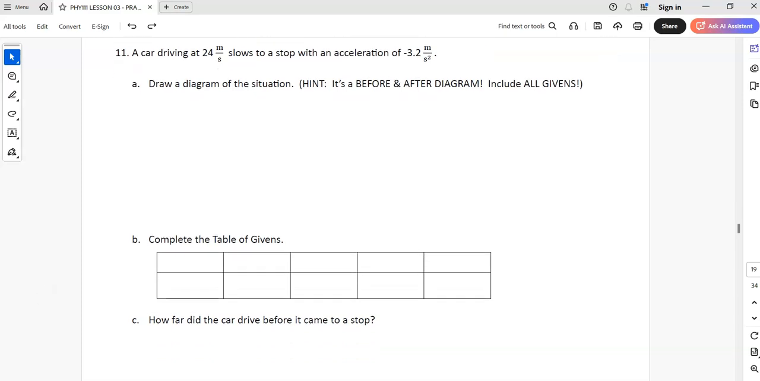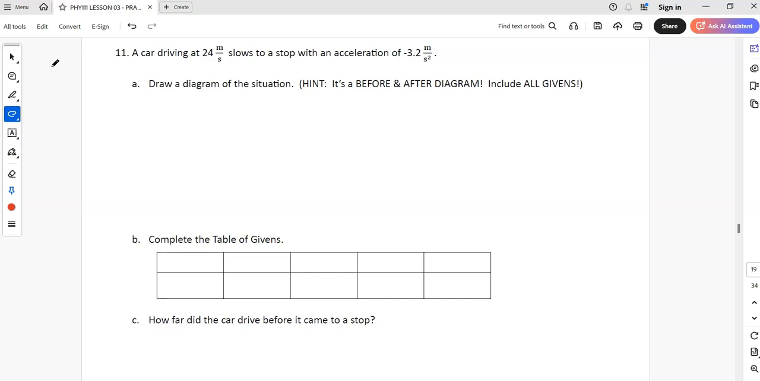So in this question, you're told that a car is traveling at 24 meters per second. That's positive 24 meters per second. And it slows to a stop with an acceleration of negative 3.2 meters per second squared. Well, you see two numbers in there. That's great. But where's your third number? Well, you have to read the question carefully.